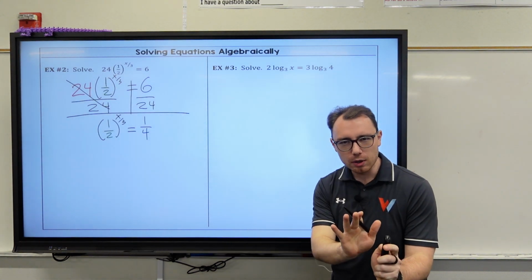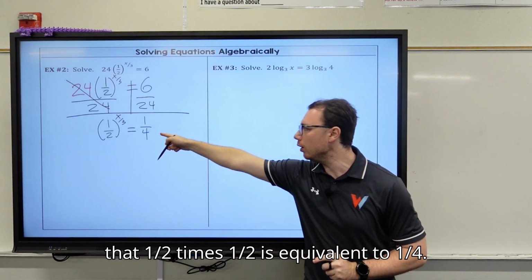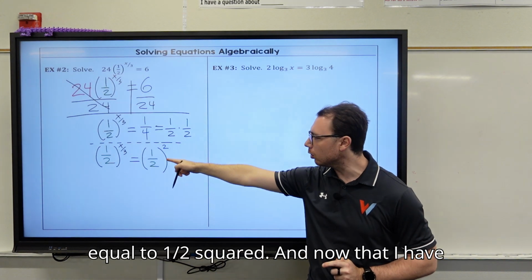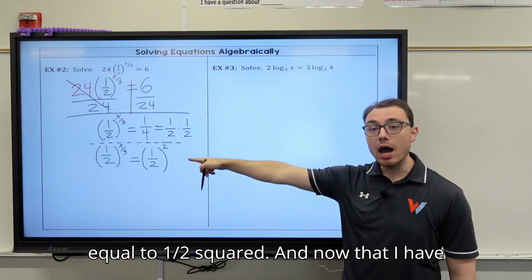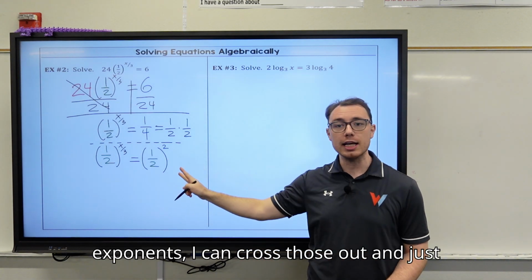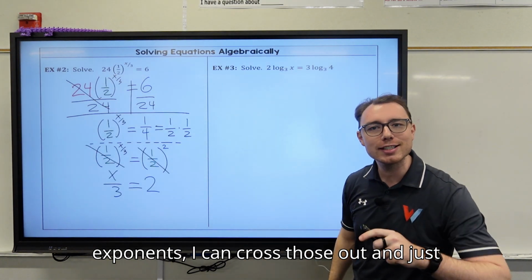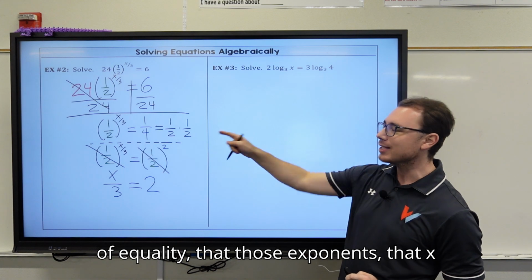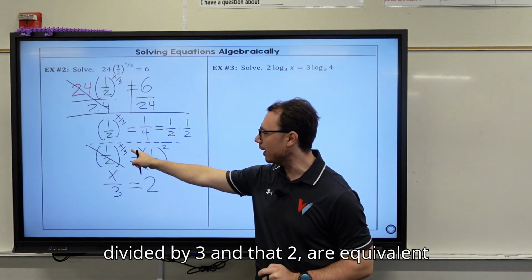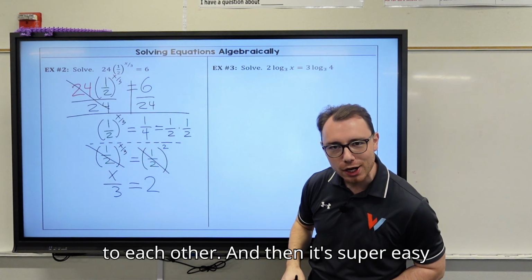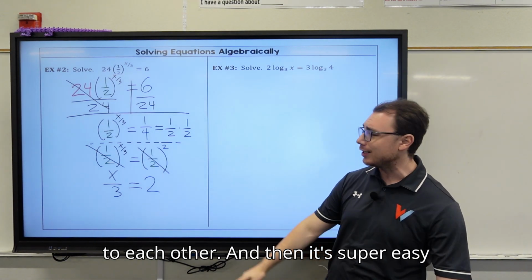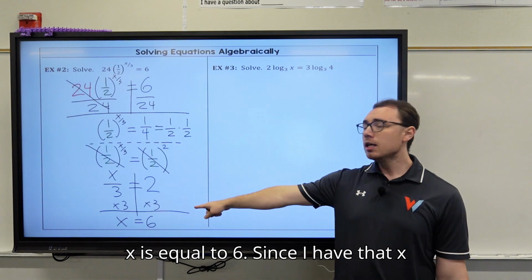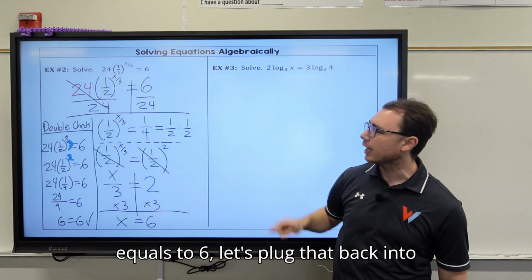And now I want to try and convert that 1/4 into the base of 1/2 somehow. I actually know that 1/2 times 1/2 is equivalent to 1/4, and I can just say 1/2 times 1/2 here is equal to 1/2 squared. Now that I have the same base for both of these exponents, I can cross those out and say, because of the exponential property of equality, that x divided by 3 and that 2 are equivalent to each other. Then it's super easy to multiply both sides by 3 and say x is equal to 6.